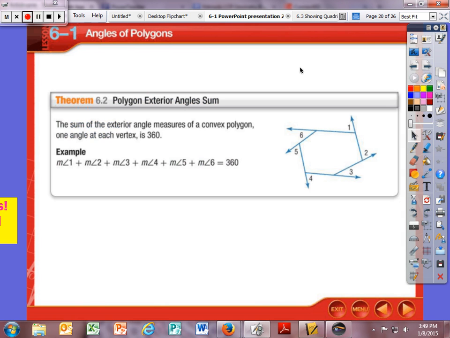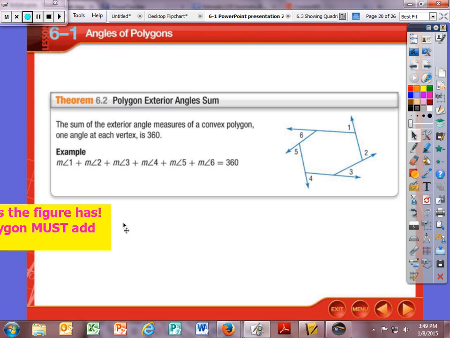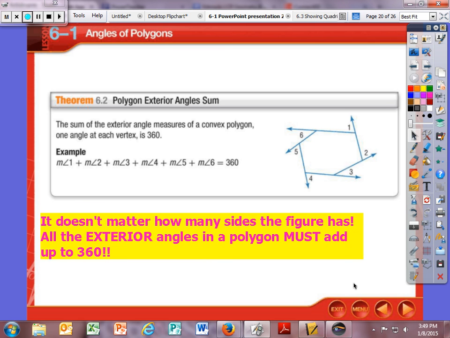All right, let's jump into the exterior angle. So we've been talking about all the angles on the inside. Let's take a look at the angles on the outside. This is a nice theorem, very easy to remember. The sum of the exterior angle measures of a convex polygon is 360 degrees, always. It doesn't matter how many sides the figure has. It could have 20 sides, but all the exterior angles will add up to 360 every single time. So keep that in mind.